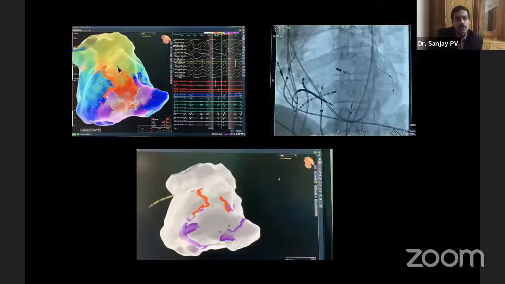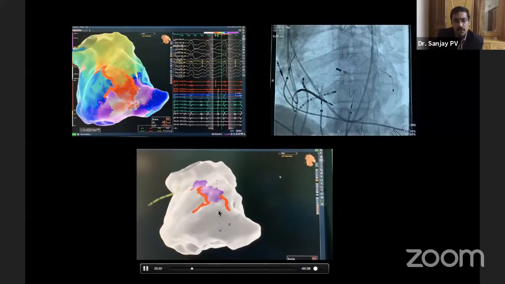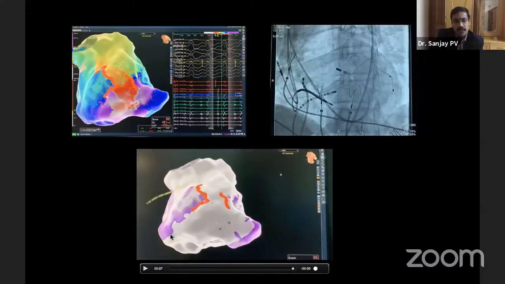So the above image is done under 3D. This dense area is the circuit of the scar. And these are the catheters. This catheter is within the LV, mapping the scar. This is the ablation catheter. And you can see how the VT circuit is going. This is the critical isthmus of the circuit, and it is activating the lateral part of the LV and the septal aspect in this way. So we gave our lesion in this region, and the patient was VT free after 3 hours.